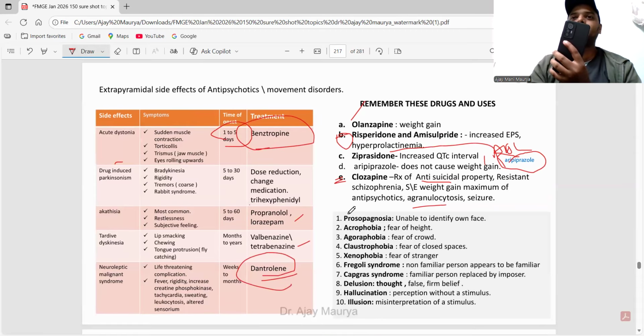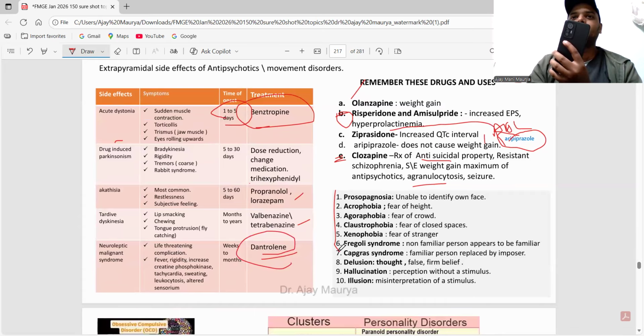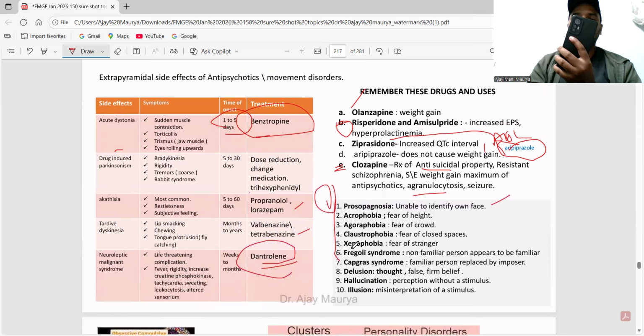So these are some important phobias here. Out of these, there is one they already asked in the examination, prosopagnosia, meaning being unable to identify one's face. This is the important one, and there is also agoraphobia. I think everyone knows about that. So these are the important things.